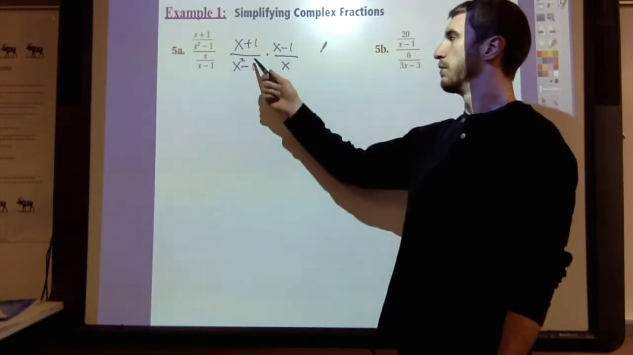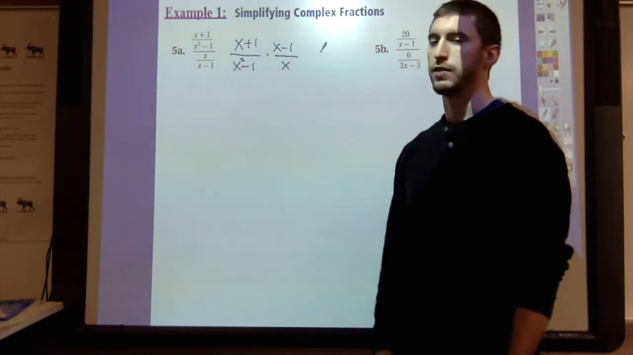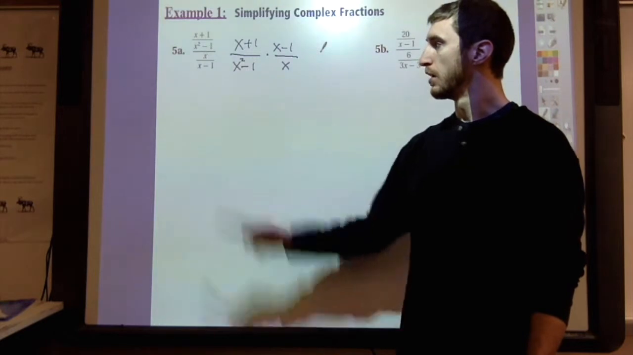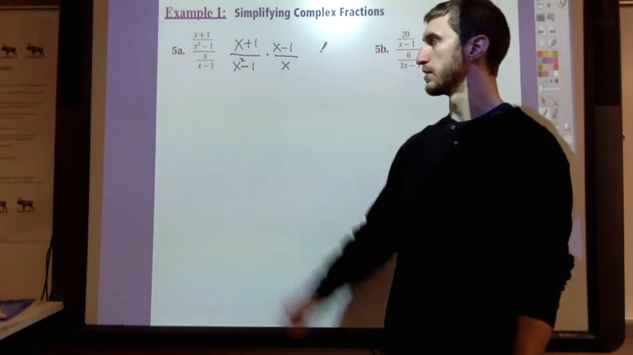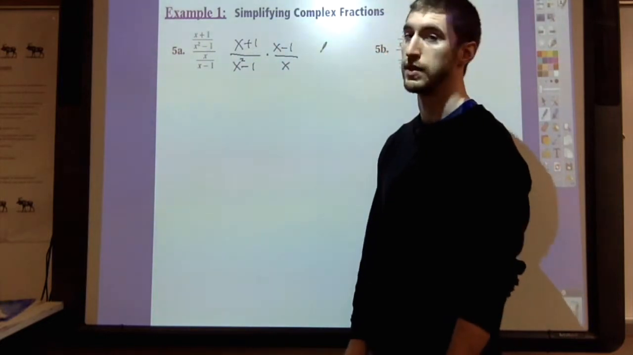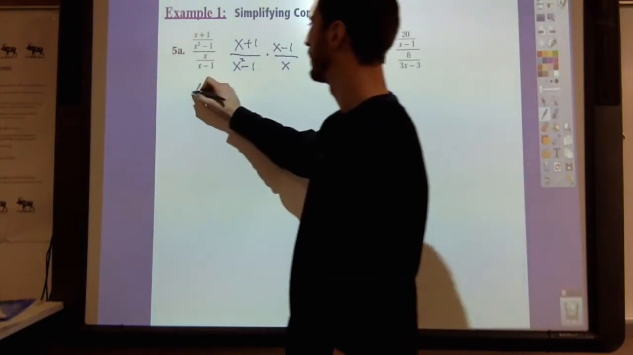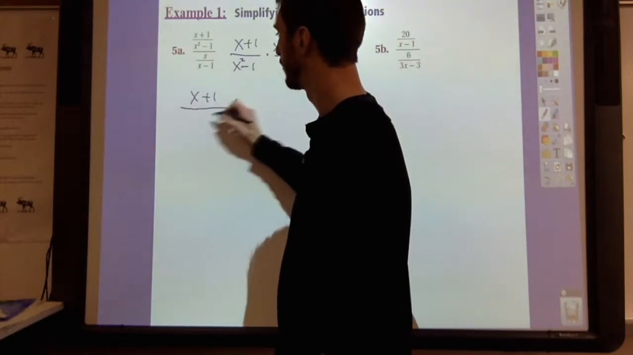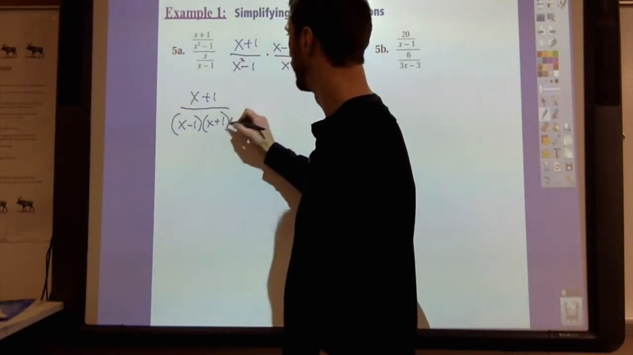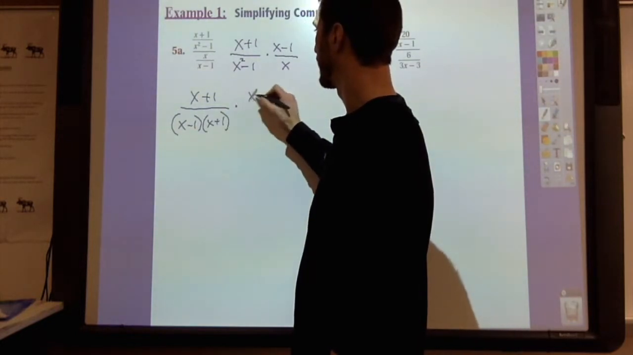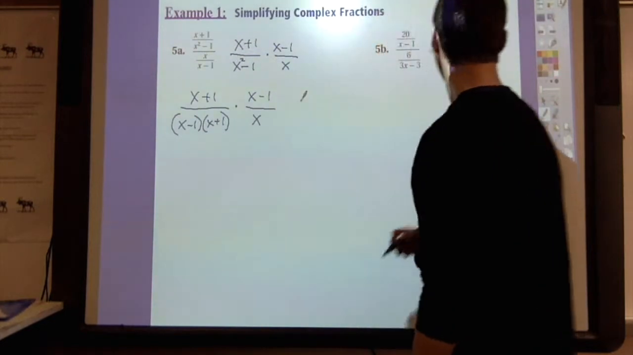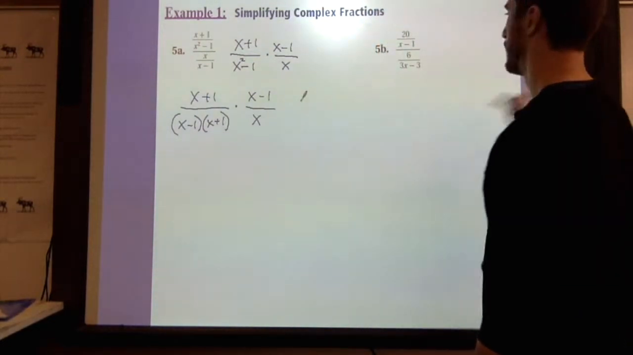Now, before I start trying to cross things out, can I simplify this in any way? Well, here we have a difference of squares. x squared minus 1 is equal to x minus 1 times x plus 1. So I'll rewrite this as x plus 1 over x minus 1 times x plus 1 multiplied by x minus 1 over x. And now I can start canceling things out.